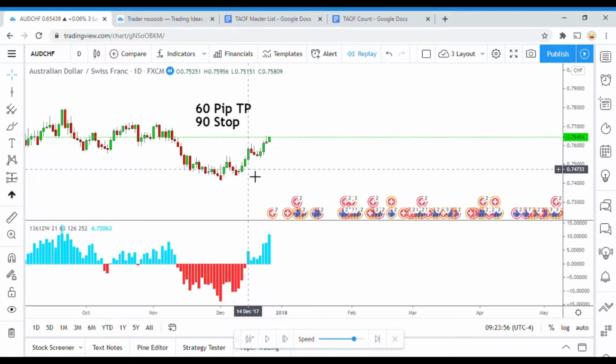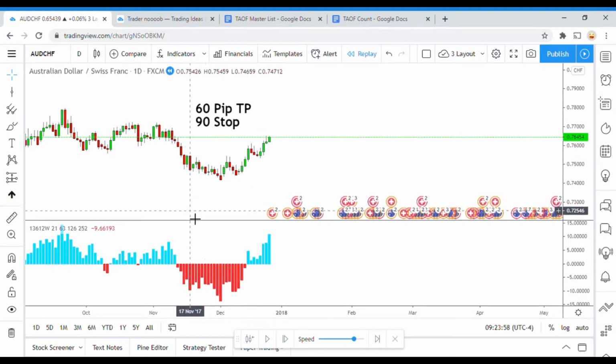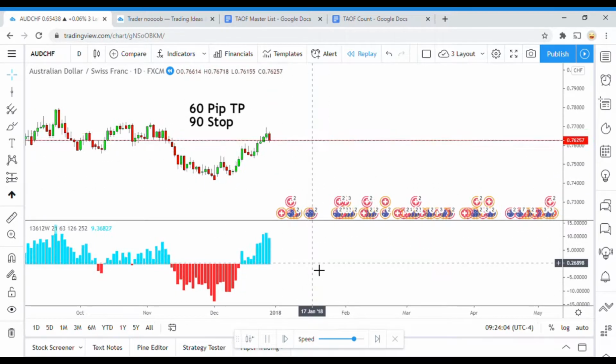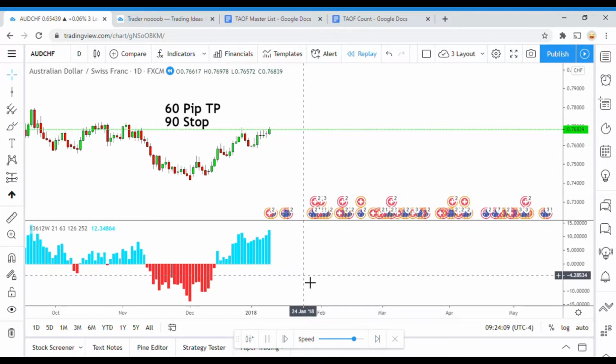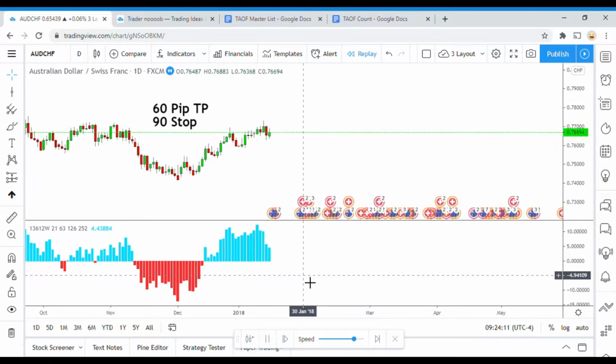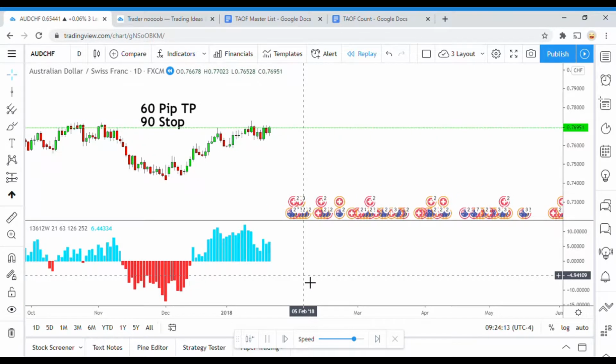So that's how we're going to test it. When it goes blue, we will go long. When it goes red, we will go short. And yeah, that's how we're going to test it. So let's get on with the testing process now and see what we can get out of this indicator.